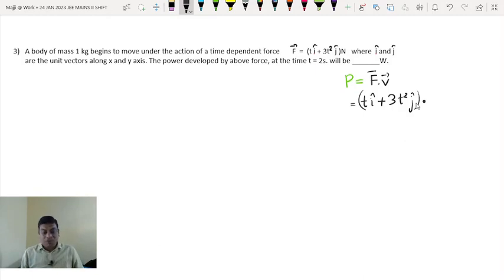So how to calculate velocity? Since mass is given, force is given, we can find acceleration. From acceleration we can obtain the expression for velocity, isn't it?